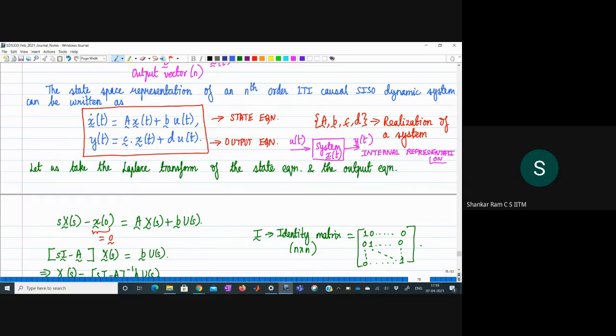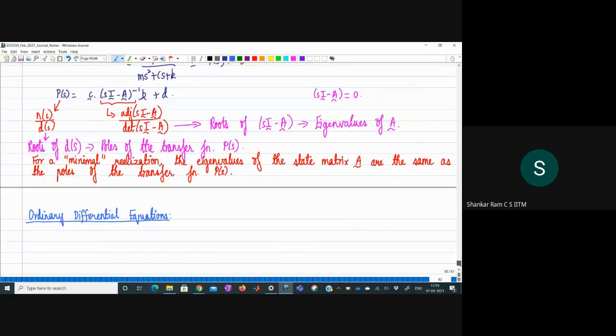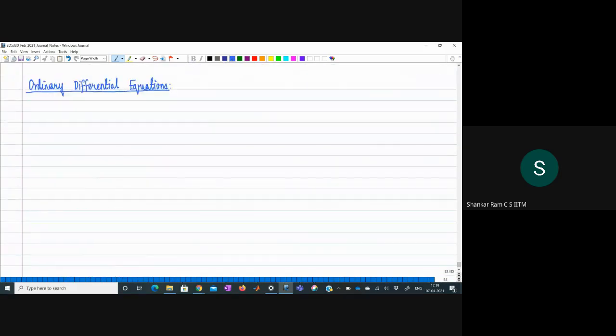If we do that, we are going to get the state space representation in the form shown here, x dot equals Ax plus Bu, y equals Cx plus Du. Once we get that, we should be in a position to solve the differential equation, right? Only then we can get the states. That's where ordinary differential equations and their solution become very important.